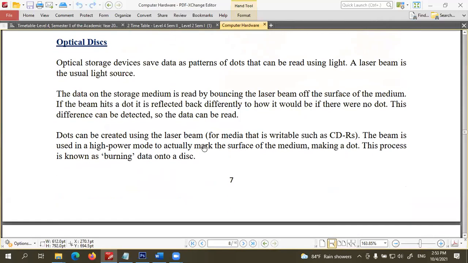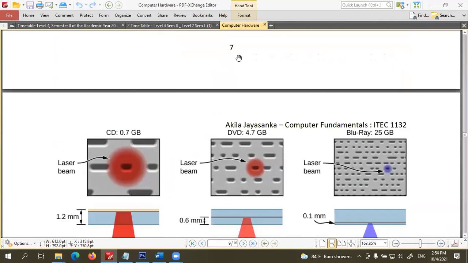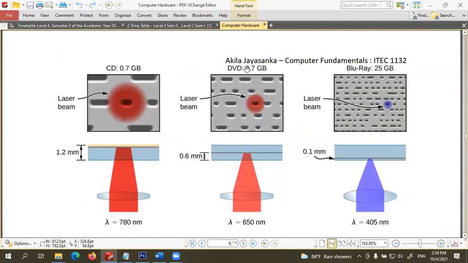Okay, then optical devices. I think you have already seen CD, DVD, and Blu-ray devices. Those are called optical devices. In these devices, the data is stored as pits and bumps. Ones and zeros are identified using a laser beam. These pits and bumps are identified using a laser beam, and that is converted into a binary code, 1010 like that. You can see the surface of a CD, DVD, and a Blu-ray disc. In Blu-ray, a blue laser beam is used to access the disc.